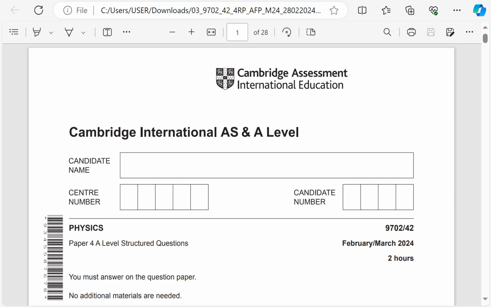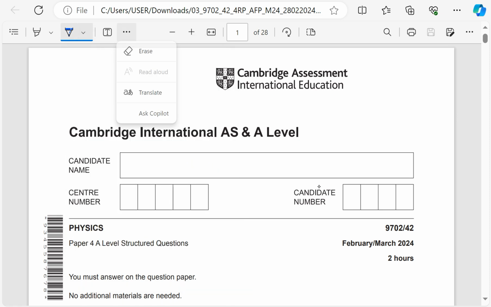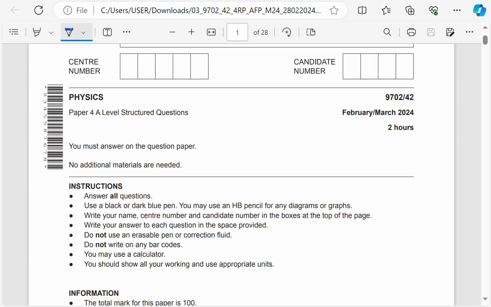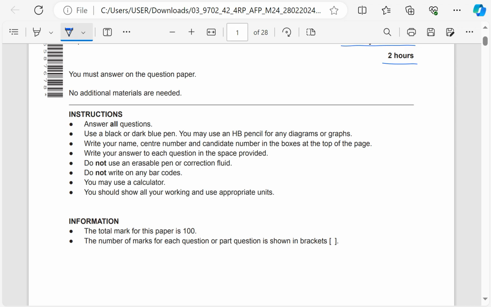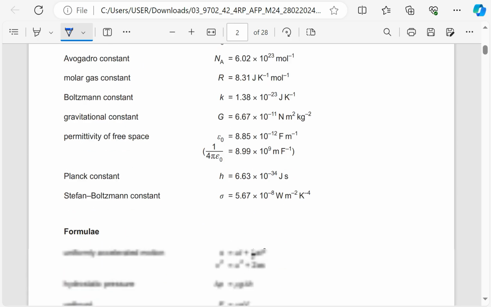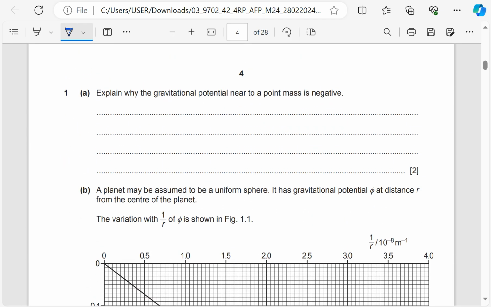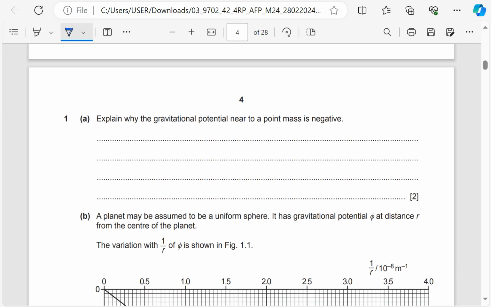So this is Cambridge International AS and A level. This is going to be Feb March 2024, paper 4.2. This is the most important paper for those of you doing only A levels. Even if you are doing AS and A level, you should make sure that this paper is part of you. You should spend much time revising paper 4. So let's start. Question number 1.